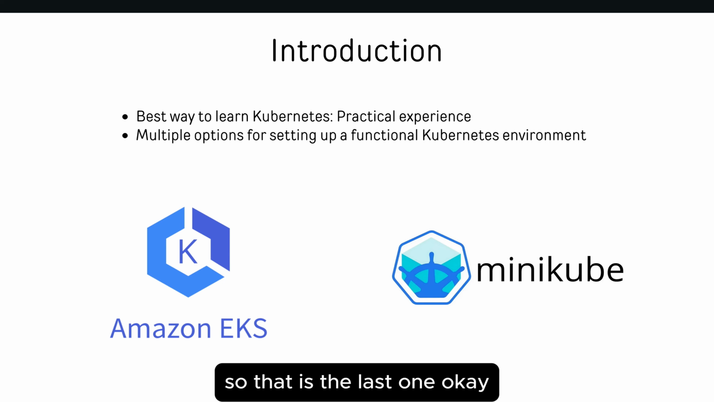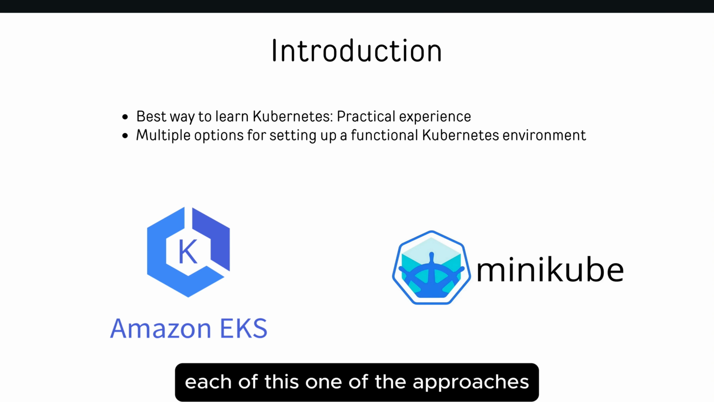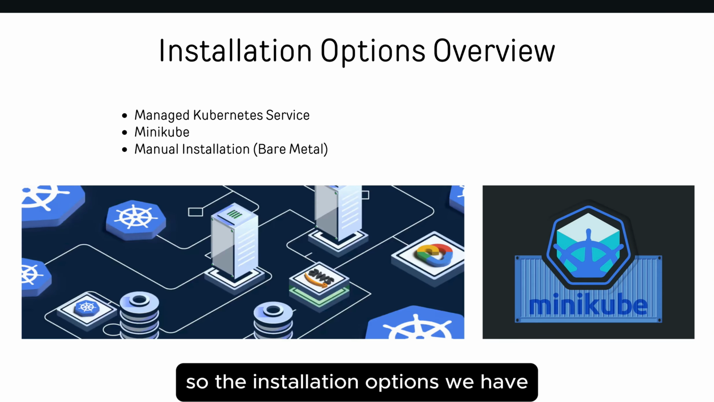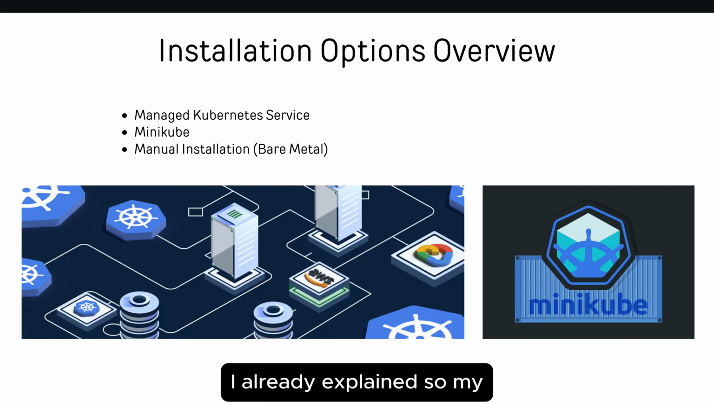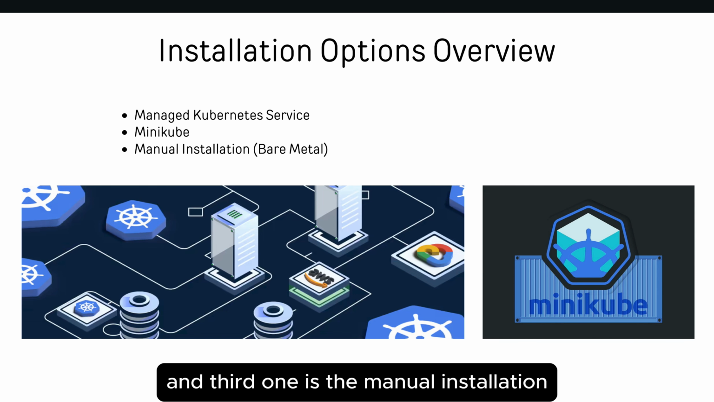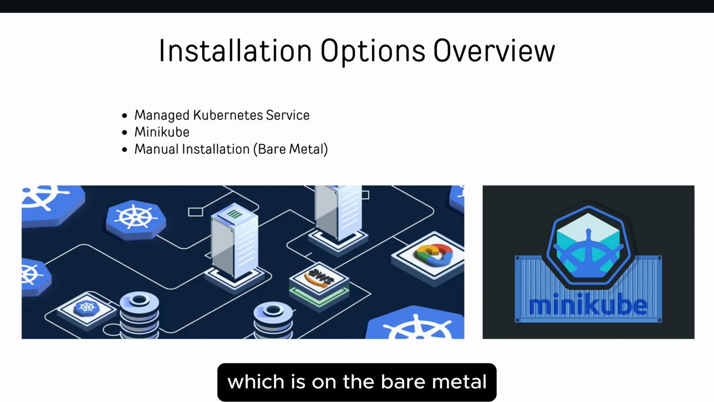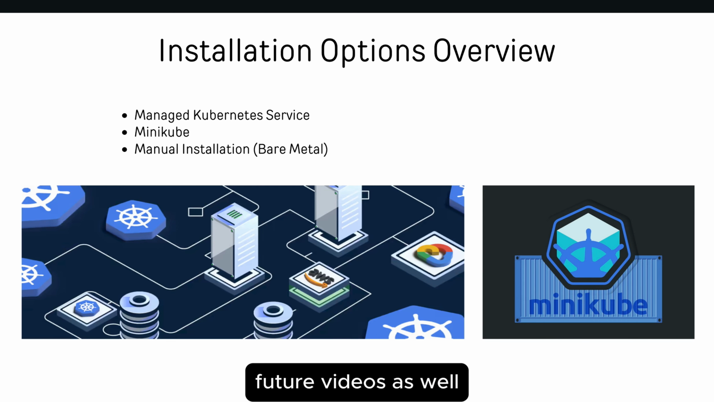That is the last one that we are going to talk about. Let's look into each of these approaches. The installation options we have: one is the managed Kubernetes service, which I already explained, like AWS EKS, Google Kubernetes Engine, Azure Kubernetes Service, or DigitalOcean. The second option is Minikube, and the third one is the manual installation on bare metal, which is the difficult one. We will talk about all of this in future videos as well.